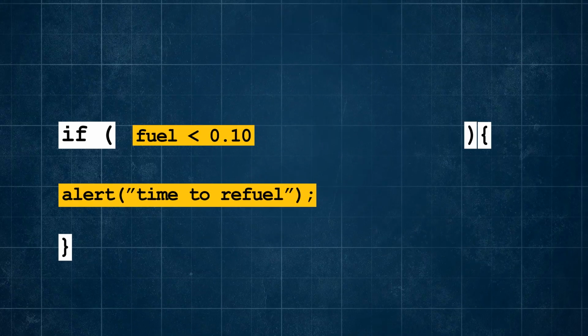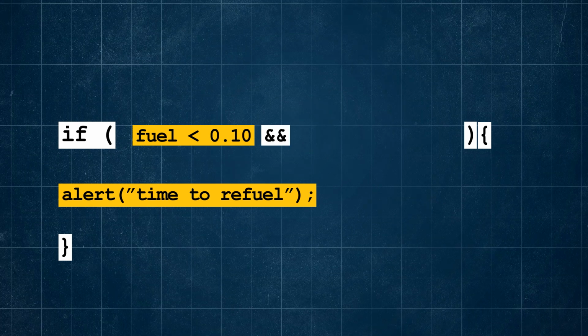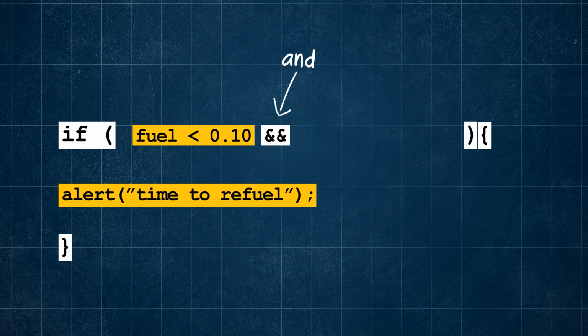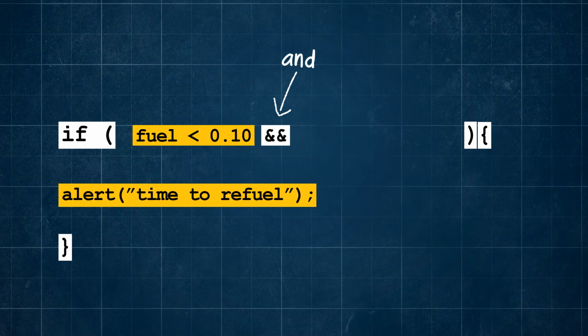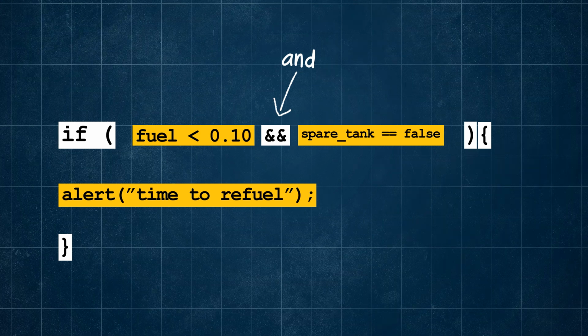We can also ask multiple questions as part of a conditional, using two operators. Two ampersand symbols is how we ask and. For example, if our fuel is less than 10%, and we do not have a spare fuel tank, then alert that it's time to refuel.